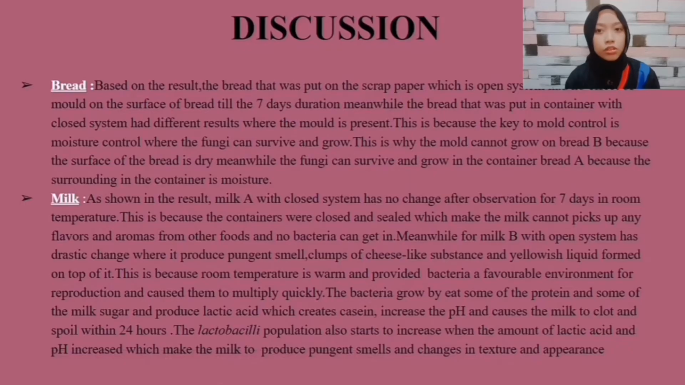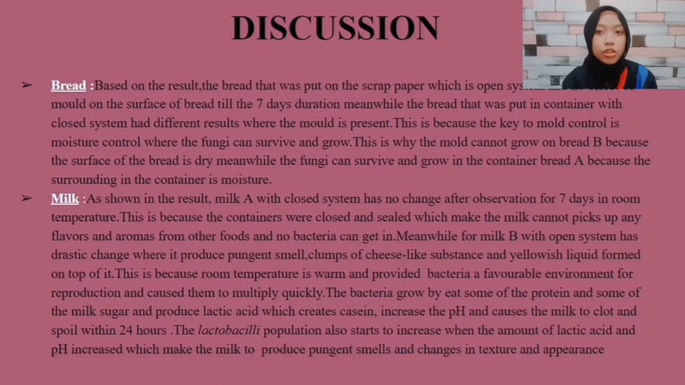Closed system had different results where the mold is present. This is because the key to mold control is moisture control, where the fungi can survive and grow. This is why the mold cannot grow on bread B because the surface of the bread is dry. Meanwhile, the fungi can survive and grow in the container bread A because the surrounding in the container is moist.